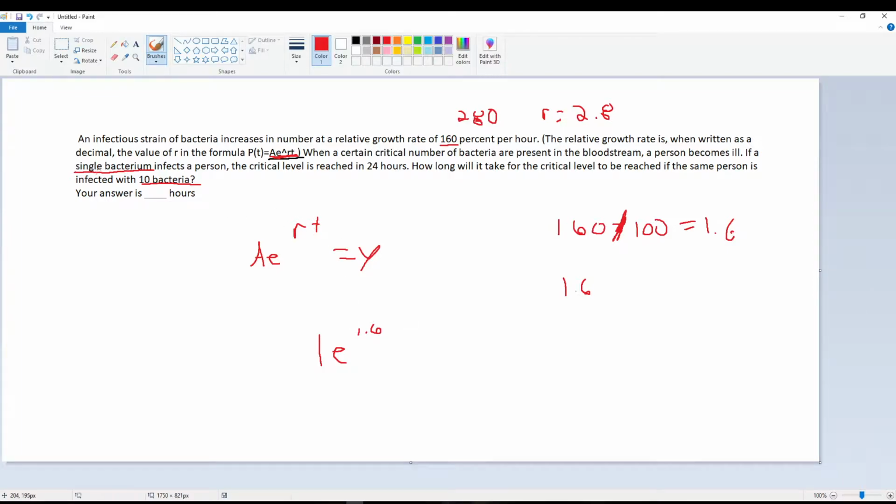It tells us that a single bacterium infects a person. The critical level is reached in 24 hours. So our time is 24. So we're going to get this equation, set equal to y, and we're going to plug it in to solve for y.